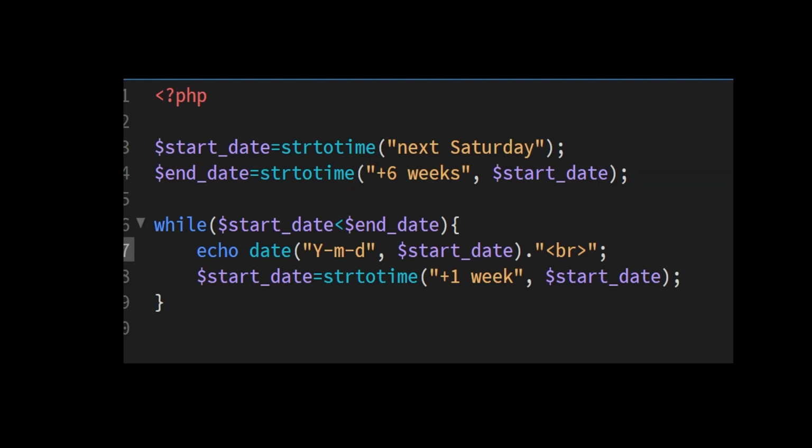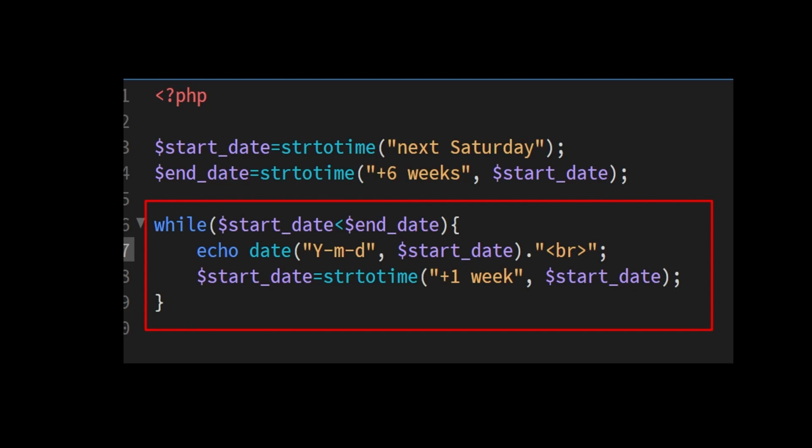And this is a while loop that runs as long as the start date is less than the end date. The loop will continue until the 6-week period is completed. This increments the variable start date by 1 week in each iteration of the loop. It uses the strtotime function to add a week to the current timestamp, effectively moving to the next week's Saturday. So when you run this code, it will output a list of dates starting from the next Saturday and continuing for 6 weeks.